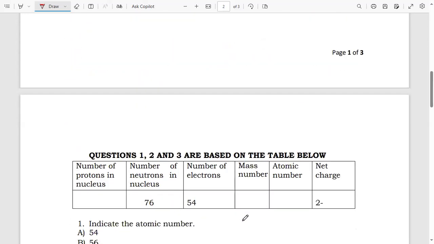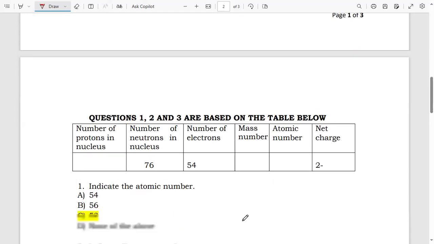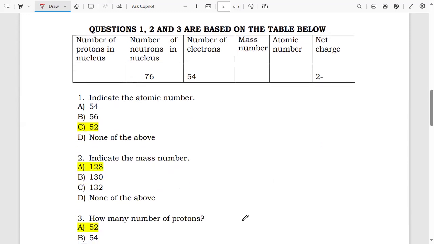The paper that I'm using has the answers, and I'll be explaining how we got those answers. If you have any questions, you're free to ask. So the first question here, we have a table, and they're saying, answer questions 1, 2, 3 based on the table below.